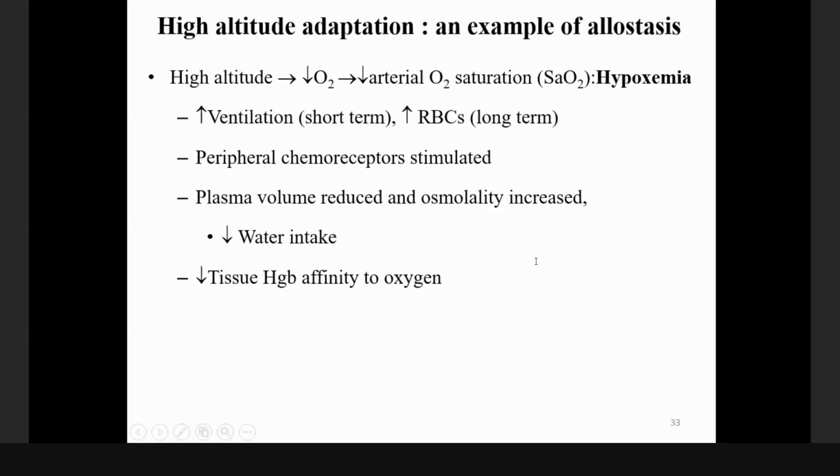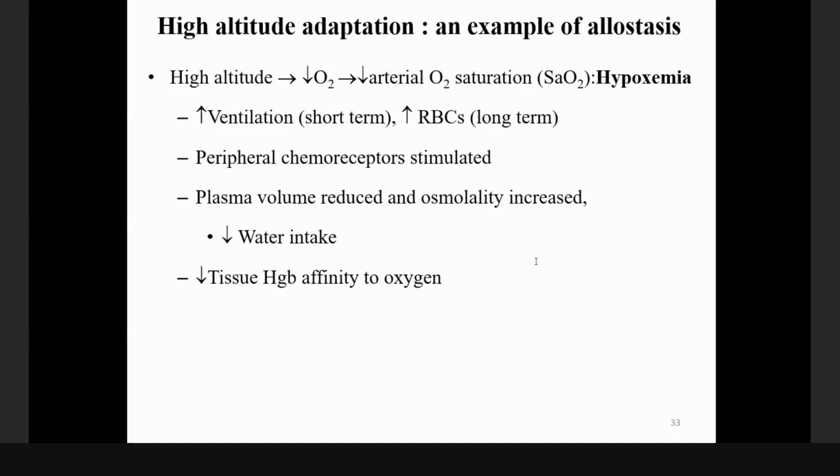Oxygen saturation, or the blood saturation, gets lower, and that's called hypoxemia, when the oxygen saturation in the blood is reduced. Okay, then what changes should be made in the body so that we adapt to high altitude?